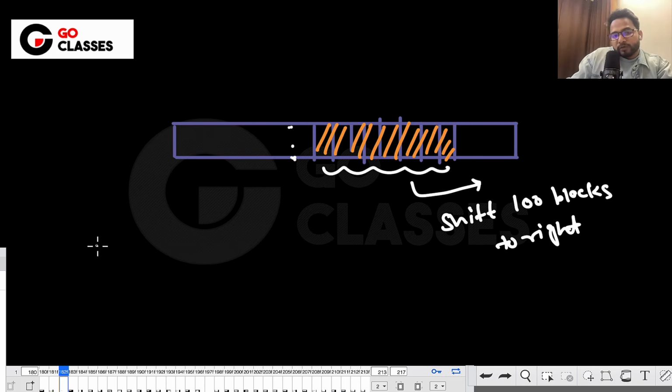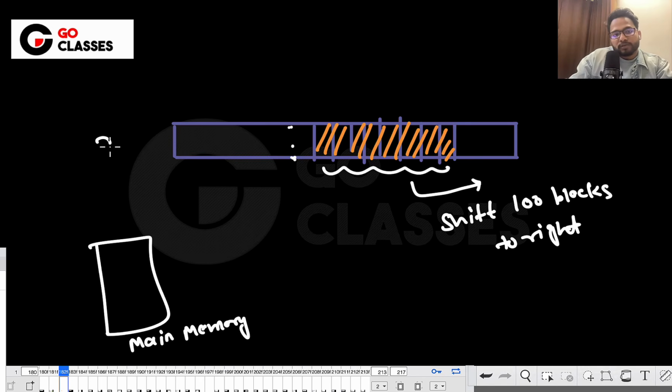So whatever the new data is, let's suppose this is the main memory, and this is your disk. Whatever new data you want to write is already in the main memory. That's what the question is saying. So this is the new data block. You don't have to make any read or write access for the new data, I mean, you don't have to load it into the main memory. It is already in the main memory. So this is the setup.